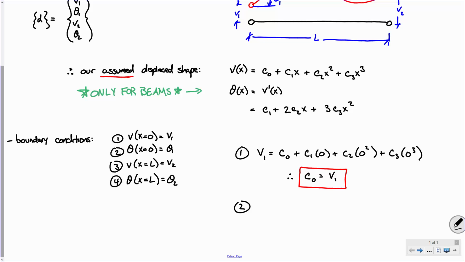All right, so what do we have? We set the whole thing equal to theta 1, equals C1 plus 2C2 times 0 plus 3C3 times 0 squared. So therefore, C1 equals theta 1, right? So far, so good? This is easy so far, right?